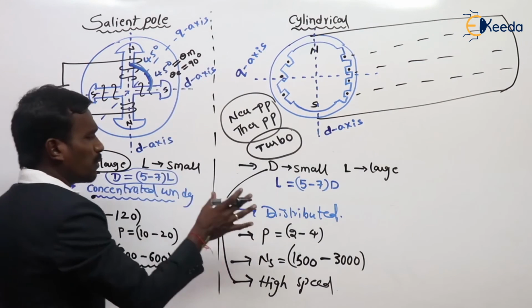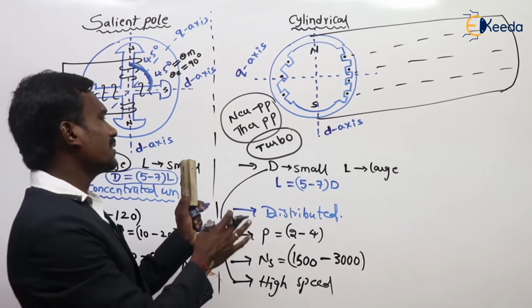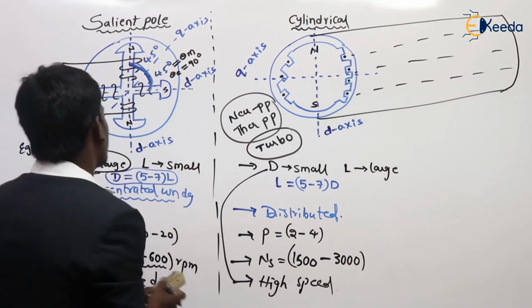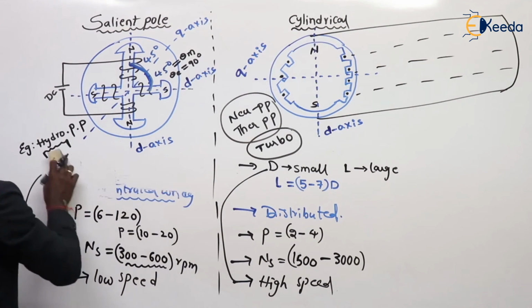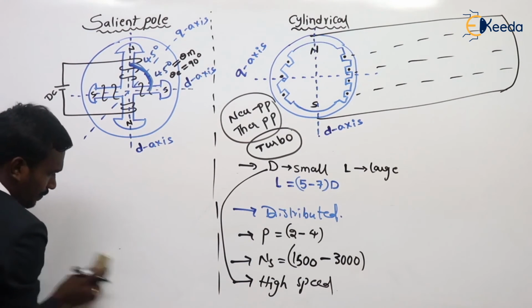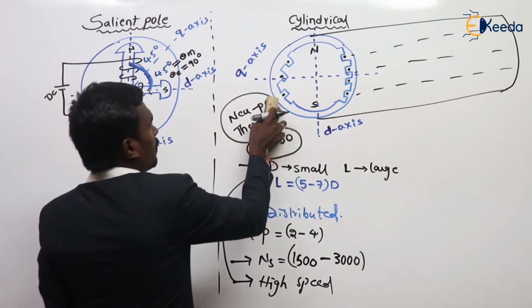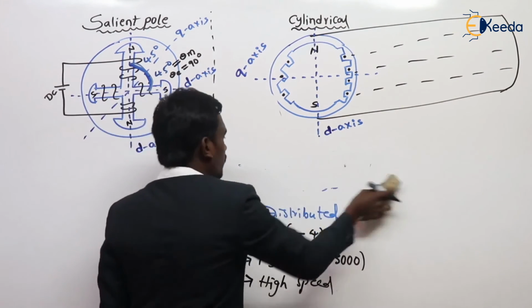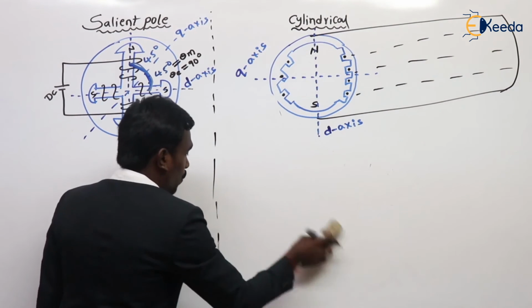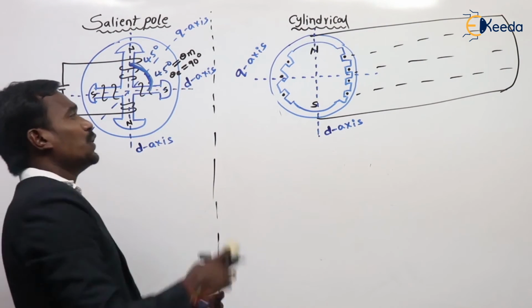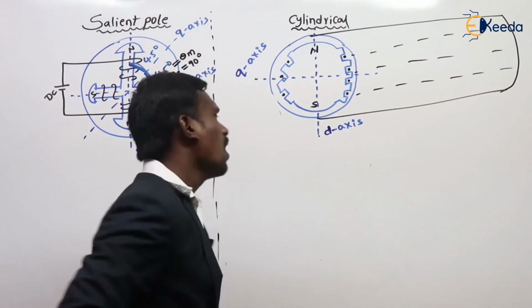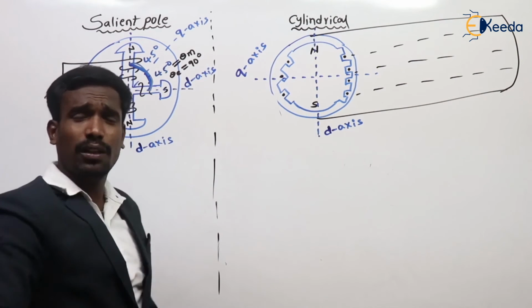Okay, we just saw the difference on diameter, speed and winding. And the next difference, let's see. What about stability? Tell me which generator is more stable? Motor or generator? Which machine is more stable?